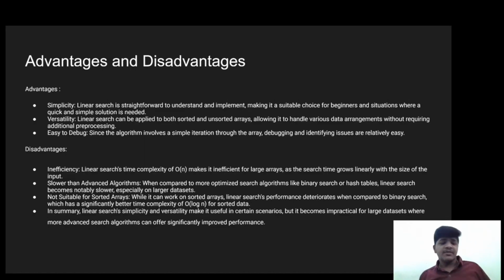Next, disadvantages. First, linear search is inefficient. Its time complexity of big O of n makes it inefficient for large arrays, as the search time grows linearly with the size of the input. It is slower when compared to more optimized search algorithms like binary search or hash tables. Linear search becomes notably slower, especially for larger data sets. It is not ideal for sorted arrays. While it can work on sorted arrays, linear search performance deteriorates when compared to binary search, which has a significantly better time complexity of big O of log n for sorted data.